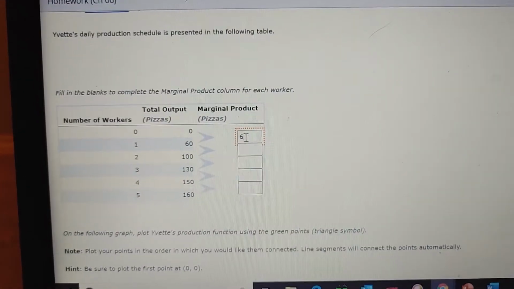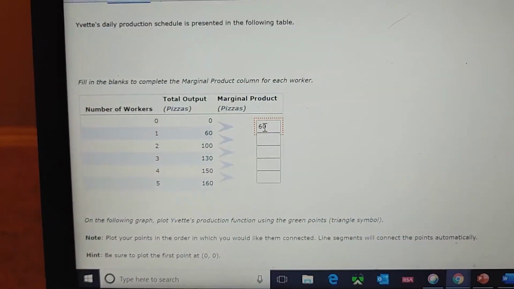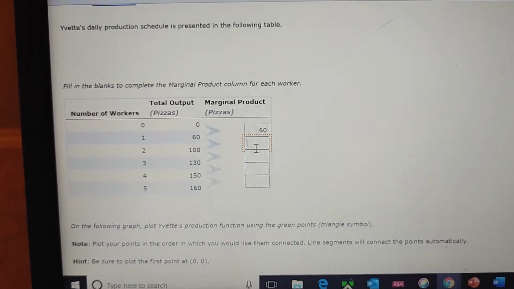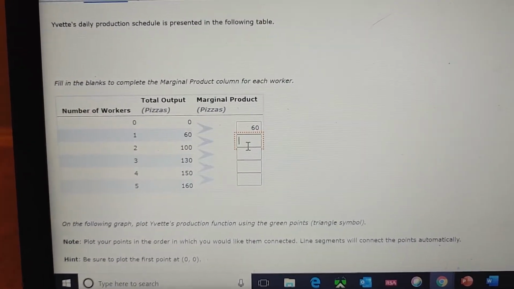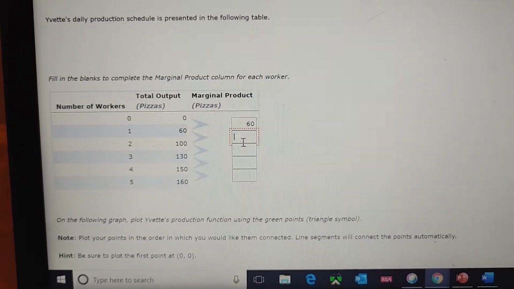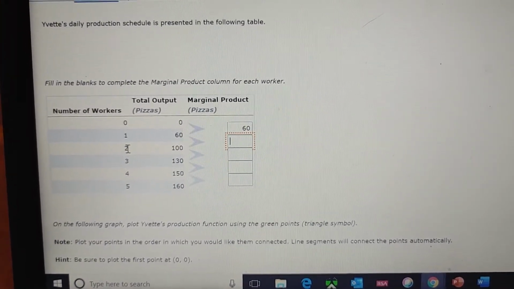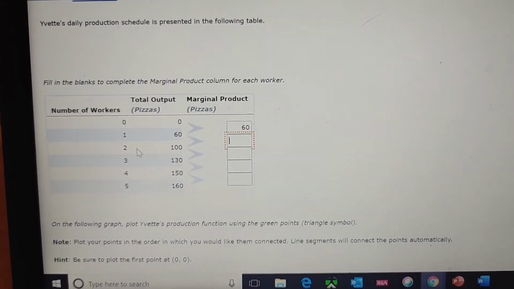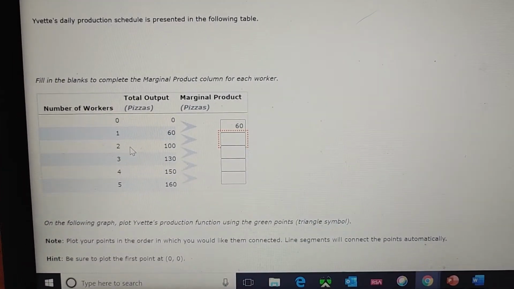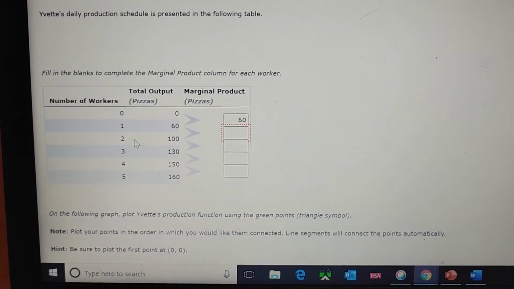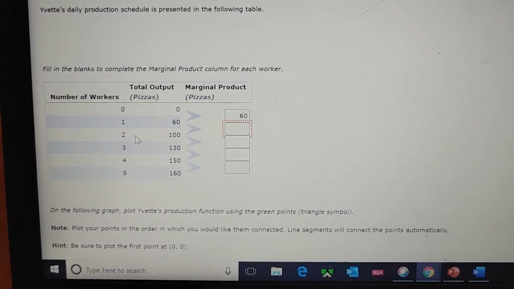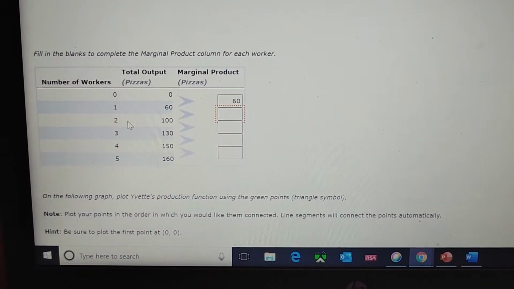So in this situation, when we hired that first employee, our production of pizzas went up to 60, and that makes sense because we couldn't make any with no employees, but now that we've hired 1 employee, we're at 60, okay? Now we decide to move from 1 employee to 2 employees. Well, how much did our pizza production go up? And keep in mind, that's the question marginal product is asking: when I hire an extra employee, how much did my overall production of pizza go up?